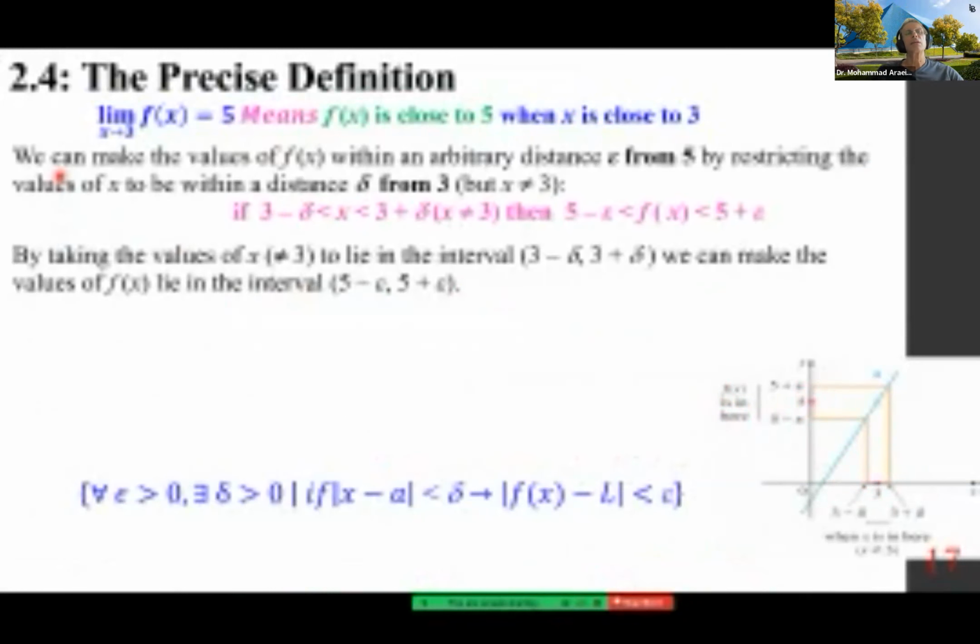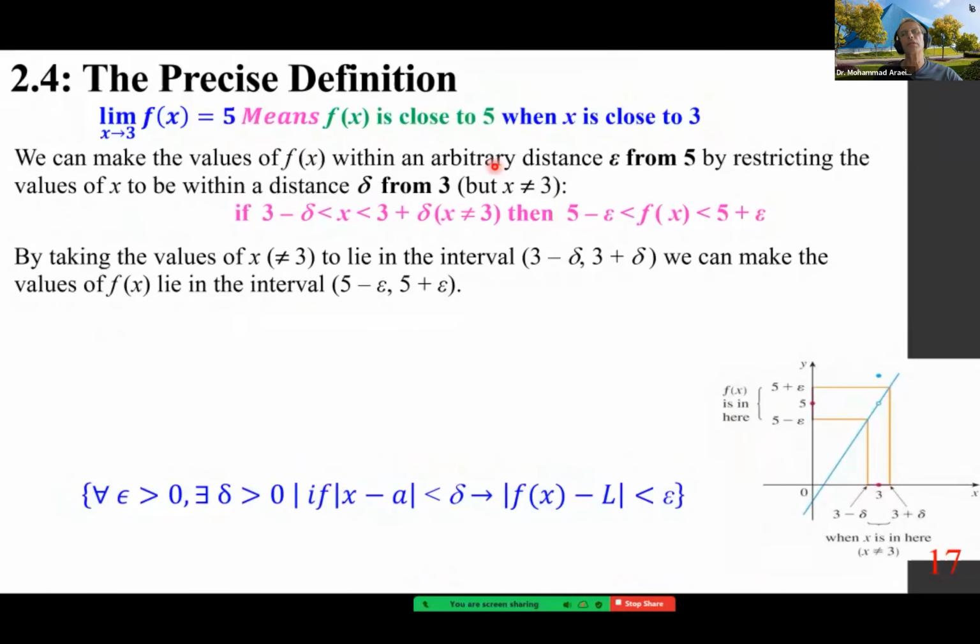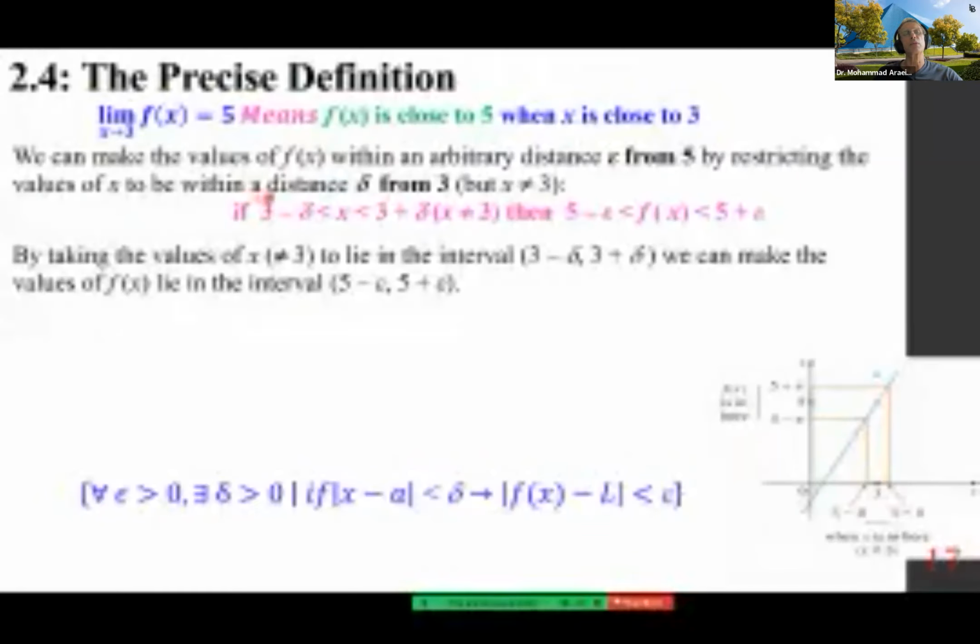We can make the values of f of x within an arbitrary distance of epsilon, this is epsilon from 5, by restricting the values of x to be within the distance delta from 3, but x is not equal to 3. That's the concept of a limit.